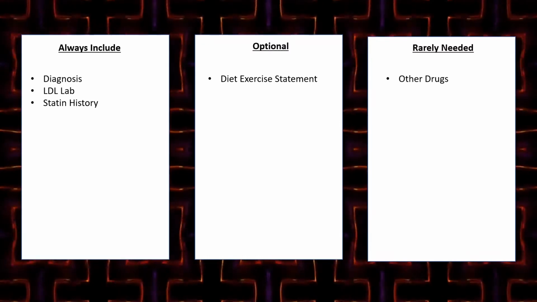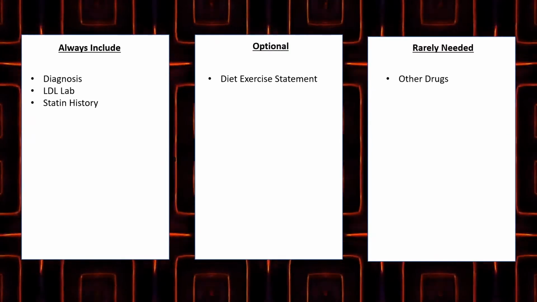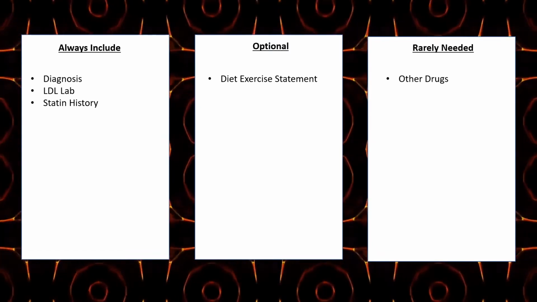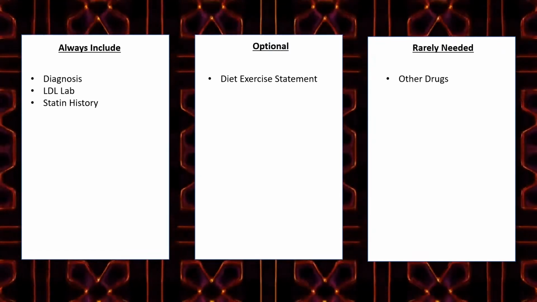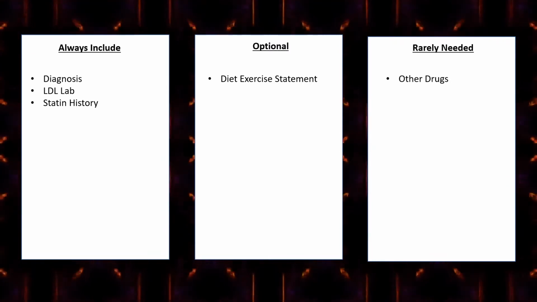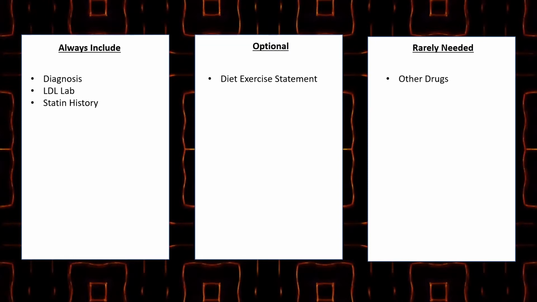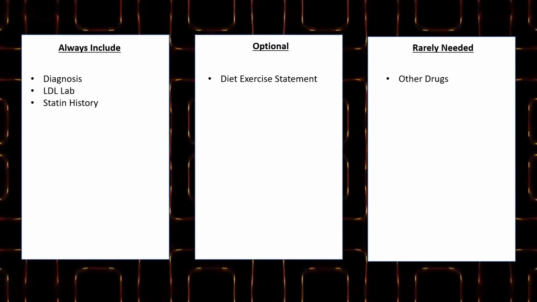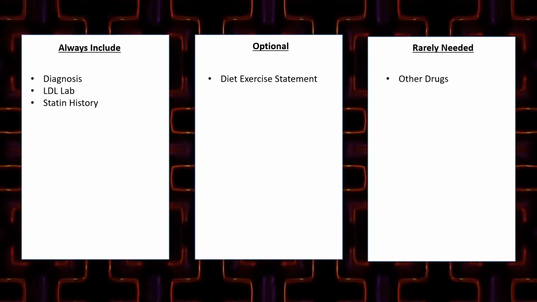Of course, we need the cholesterol lab, and lastly, the statin history. Are they currently on a statin or are they not on a statin? And again, depending on what your answer is to that question, what you need to send in is a little bit different, and we'll discuss the nuances of this in detail coming up. The last two pieces are not really that relevant, diet and exercise statement and other drugs, and we'll discuss why that is coming up.